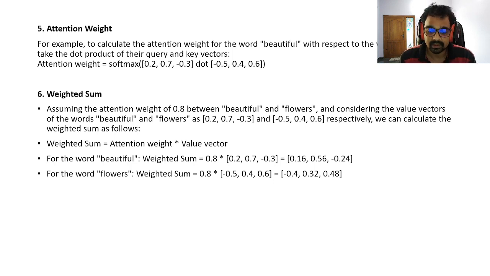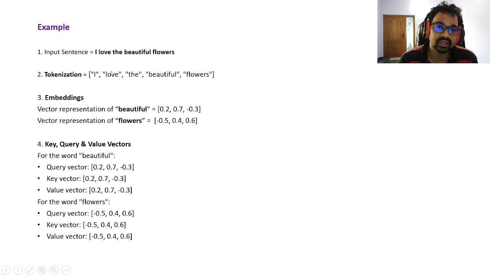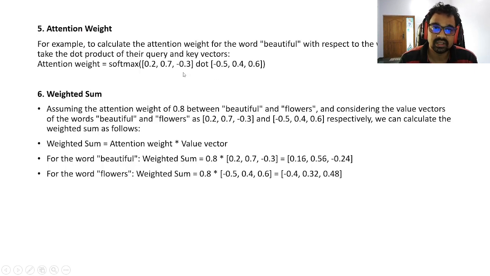We would be doing this for all the words against other words. For I, we have to calculate against love, the, beautiful, flowers. In the same way, we have to calculate for the word love by comparing against I, the, beautiful, flowers. For our understanding, I have taken only the combination of beautiful and flowers. Now the weighted sum. Assume the attention weight from the previous step is 0.8. This 0.8 has to be multiplied against the value vector of the words beautiful and flowers. The weighted sum is calculated as attention weight times value vector.